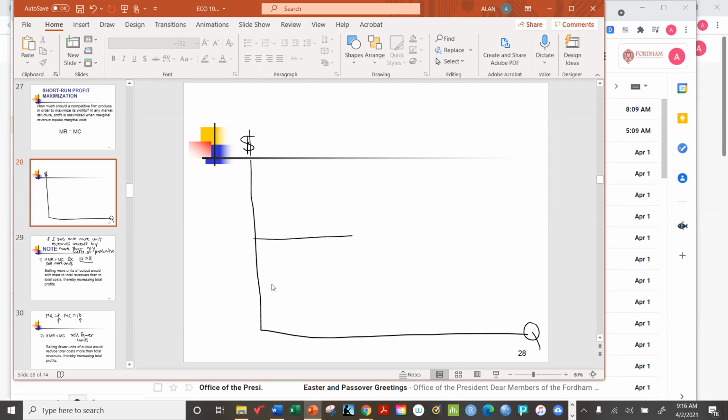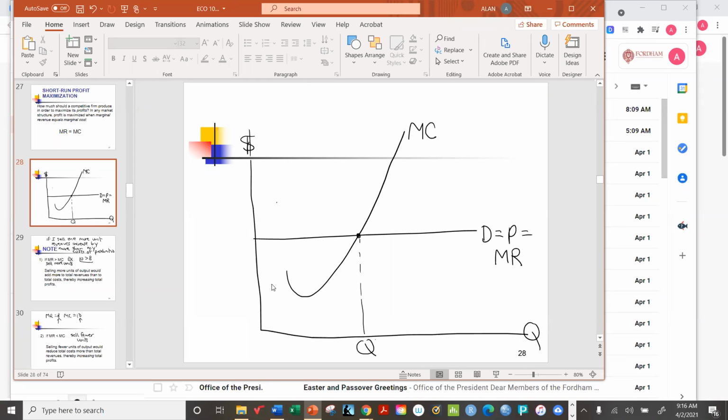All right. So we have our traditional horizontal demand curve. And then we have our cost curve. Let's do it this way. Well, actually, for this, we really only need the marginal cost curve. Let's do that. Okay, so there's your Q star. Now, the question is, why do we want to produce here?